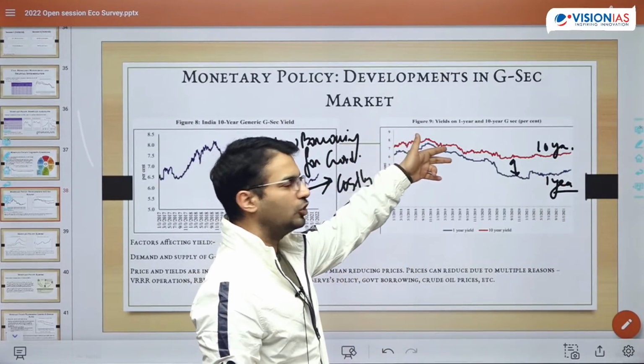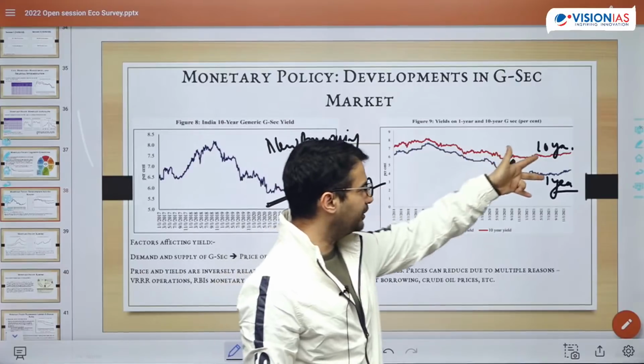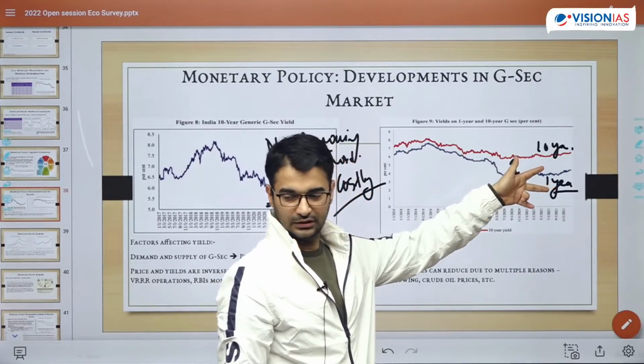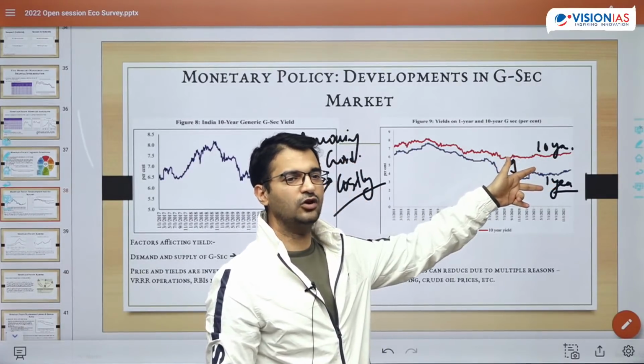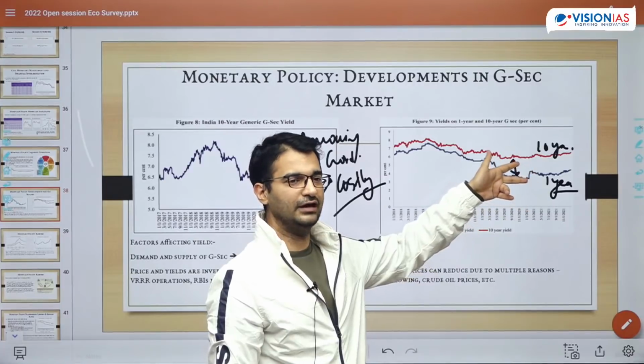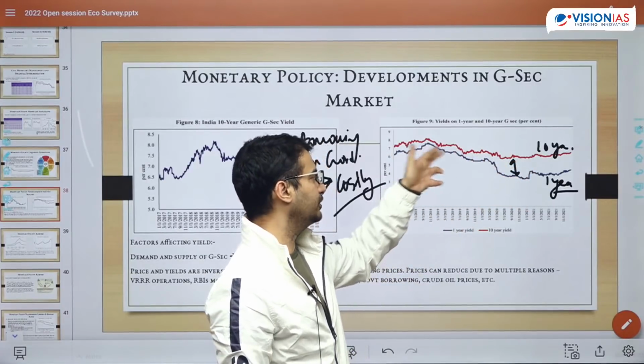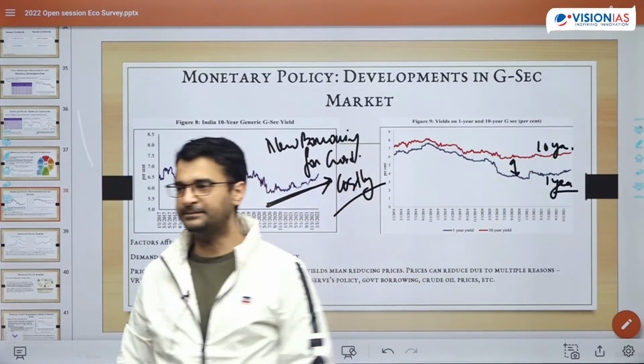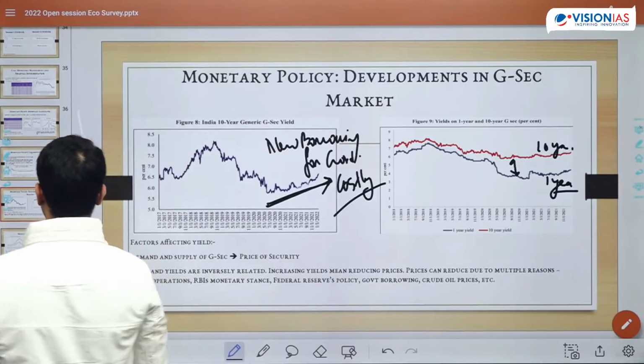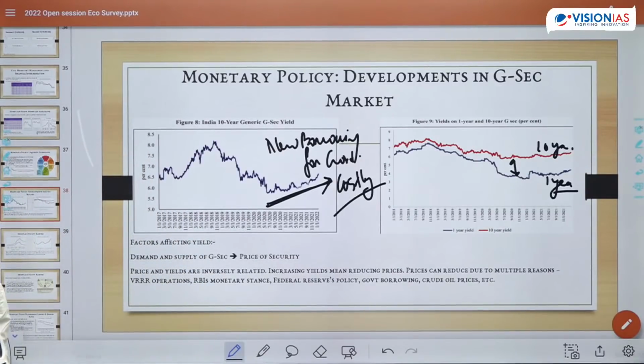Usually the gap is not so big as compared to what it has been since the last 2 years. The gap between the yields on the 10 and 1-year government bond is a bit bigger as compared to what it usually is. This is with respect to government bonds. This is with respect to yields on government bonds.